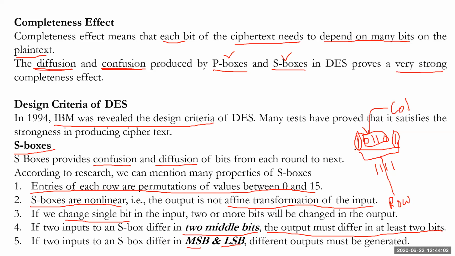So if any change happens to the inputs of the S box, sometimes two or more bits will be affected, and sometimes the value could be changed completely. So these two conditions will happen through the S boxes. These are the design issues of S boxes.